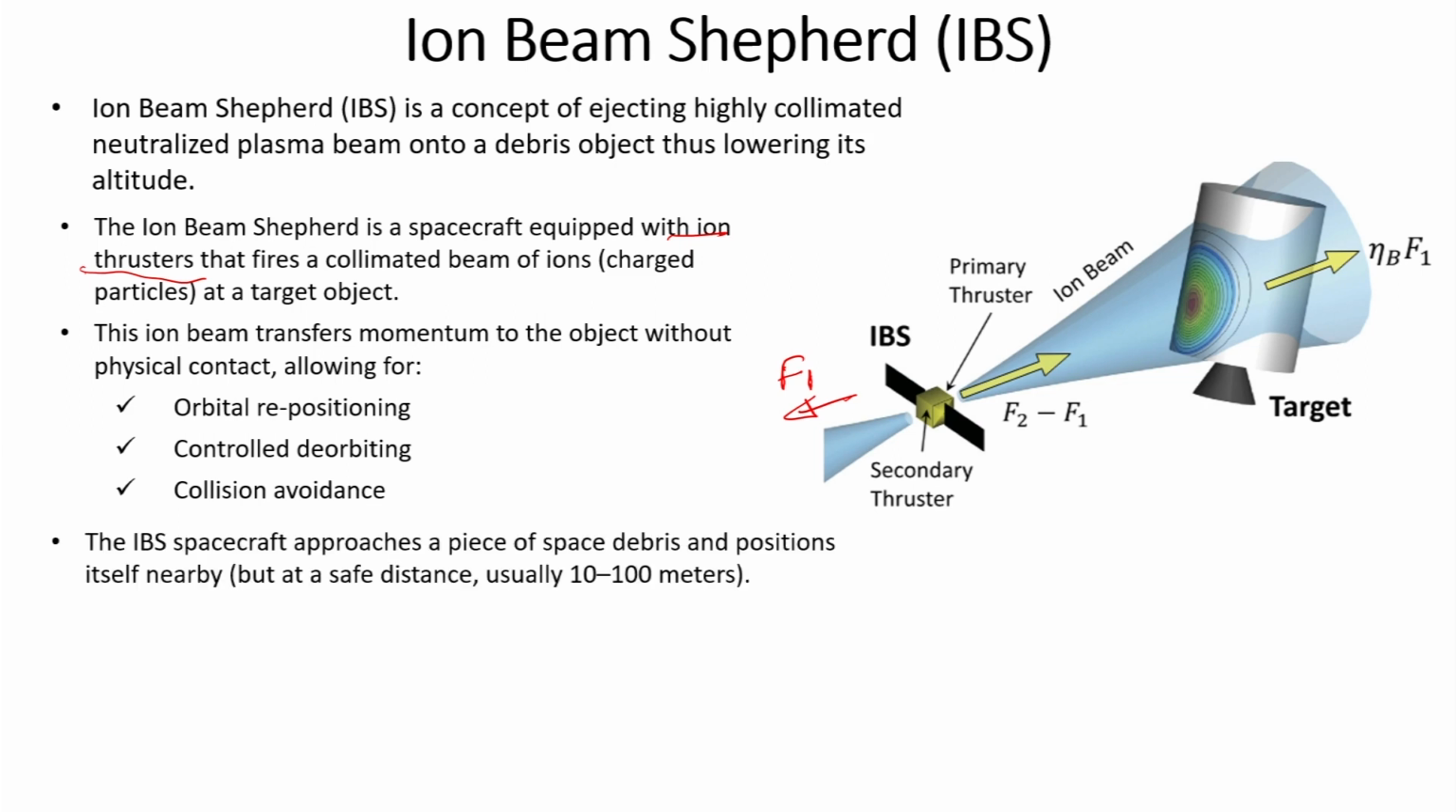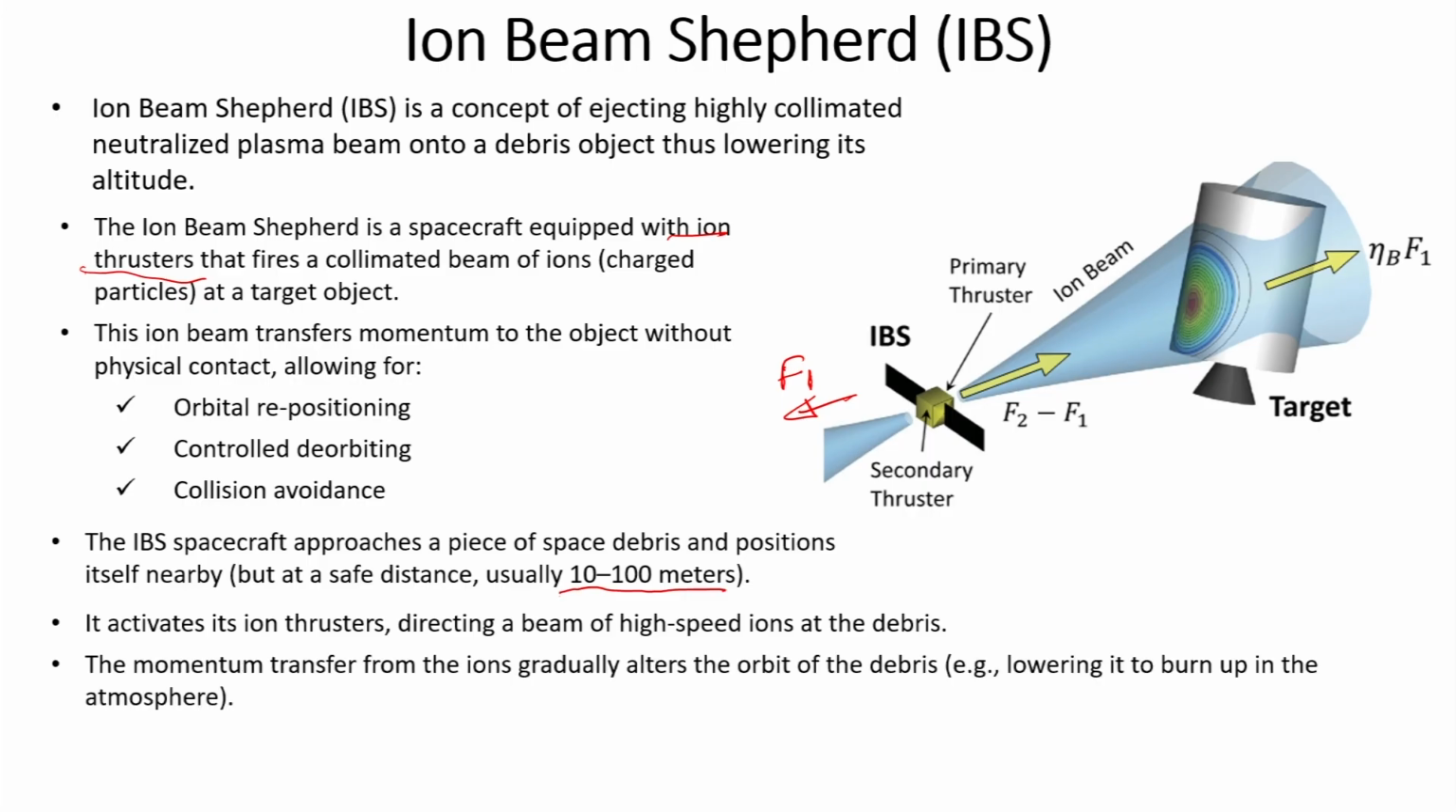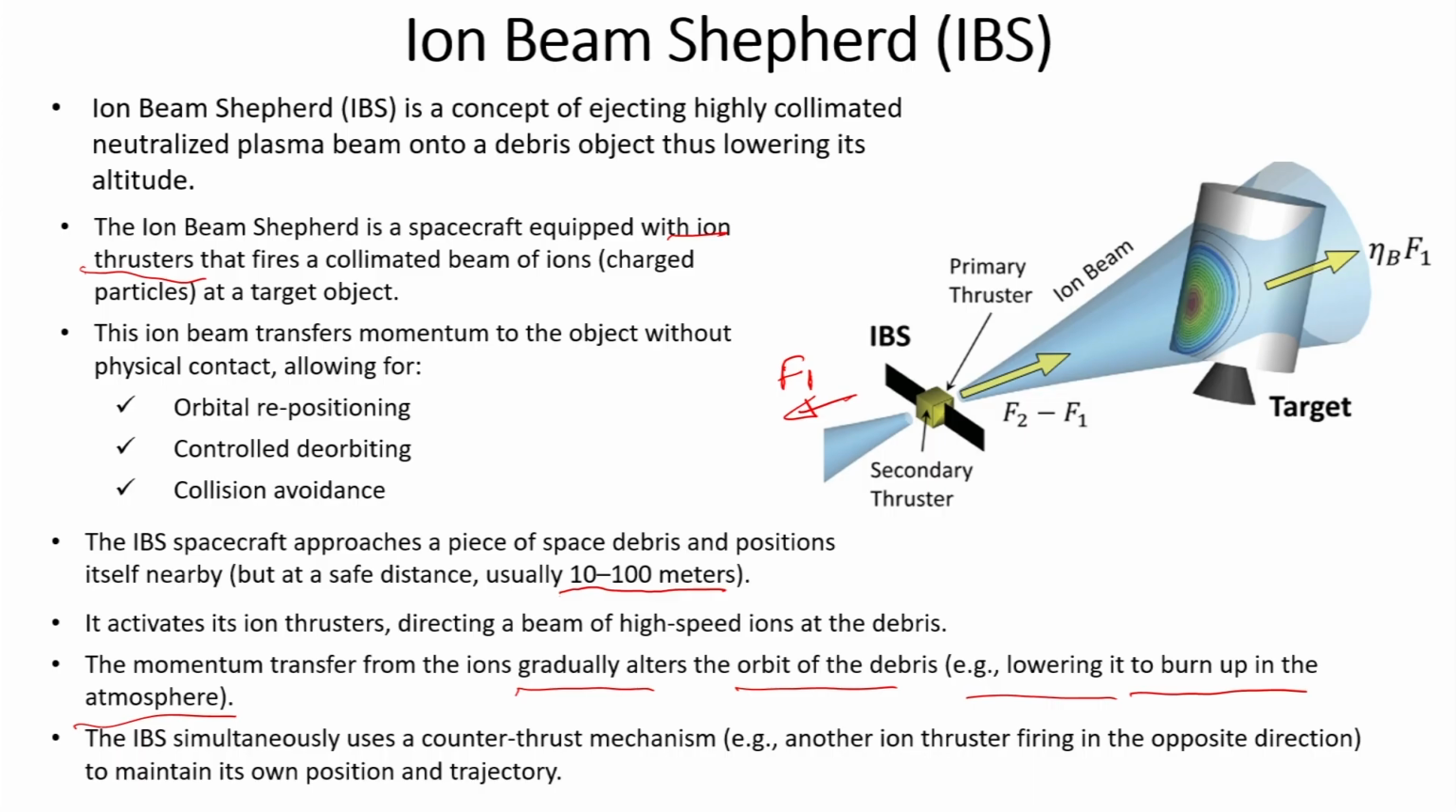The IBS spacecraft approaches a piece of debris and positions itself nearby, but at a safe distance. Generally, the distance is between 10 to 100 meters. It activates its ion thrusters, directing a beam of high speed ions at the debris. The momentum transfer of the ions gradually alters the orbit of the debris, lowering it to burn up in the atmosphere. And the IBS simultaneously uses a counter thrust mechanism.